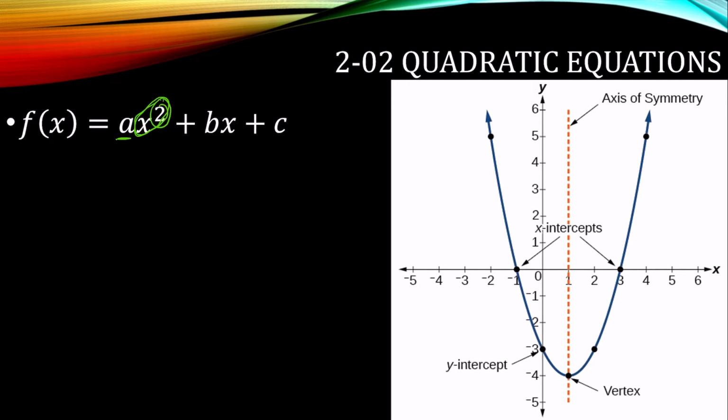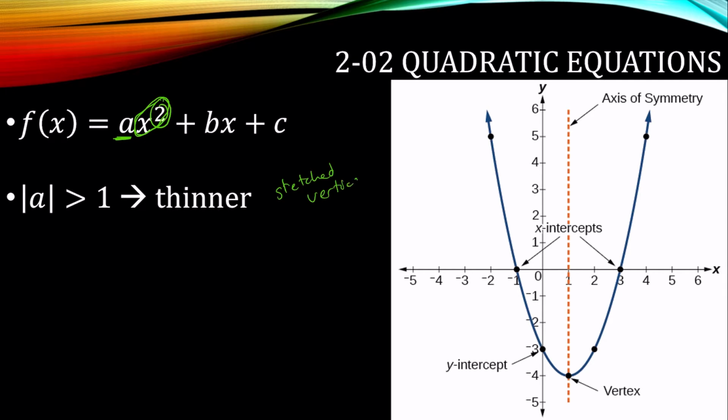We have this a in the front. The a tells us about the graph. So you can see the graph over here on the right, pointing out important pieces of it. If the a is more than 1, it's going to look thinner. It's actually stretched vertically, but if you pull something and make it taller, it looks skinnier.